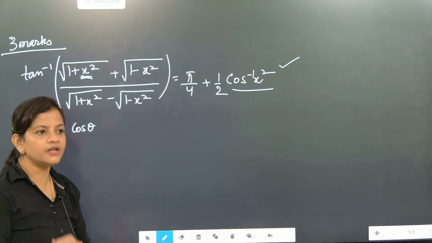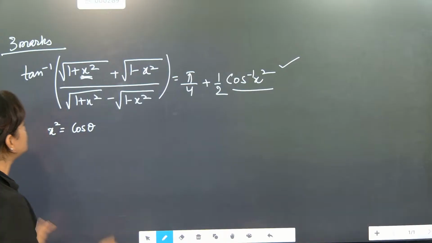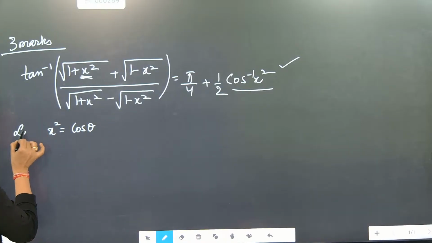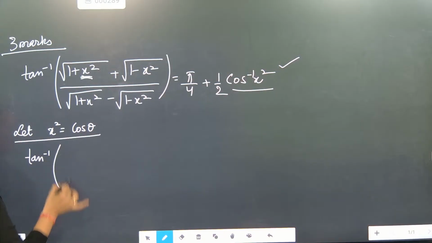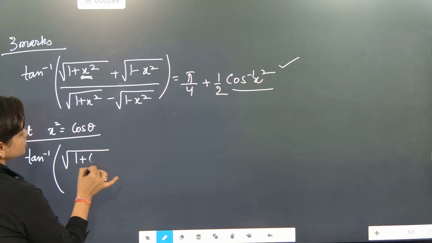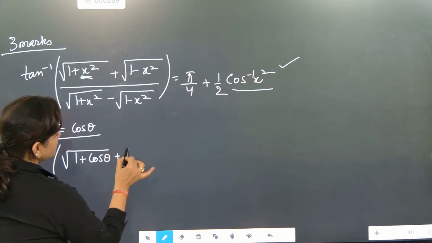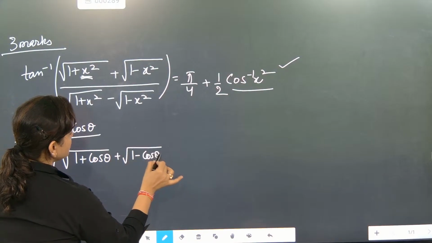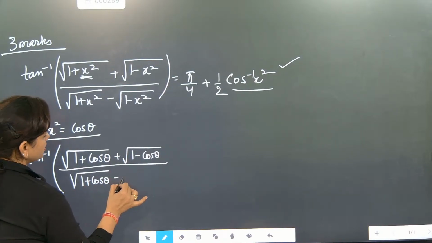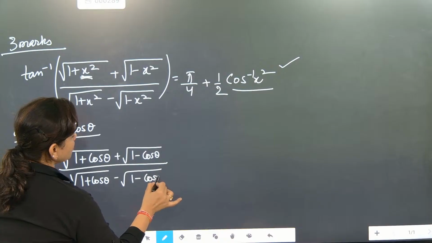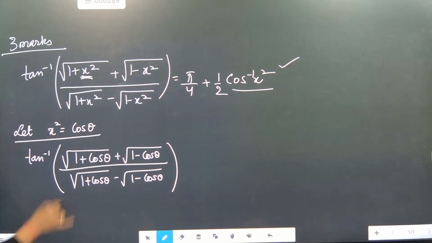Now, beta, I am solving it. You see how tough it is. Understood? So the first thing I did, we will assume that x square is equal to cos theta. Done? So now tan inverse, you just check: 1 plus cos theta plus 1 minus cos theta, by 1 plus cos theta minus 1 minus cos theta. Till here done. Now, beta, 1 plus cos theta will become what? Say quickly, say.